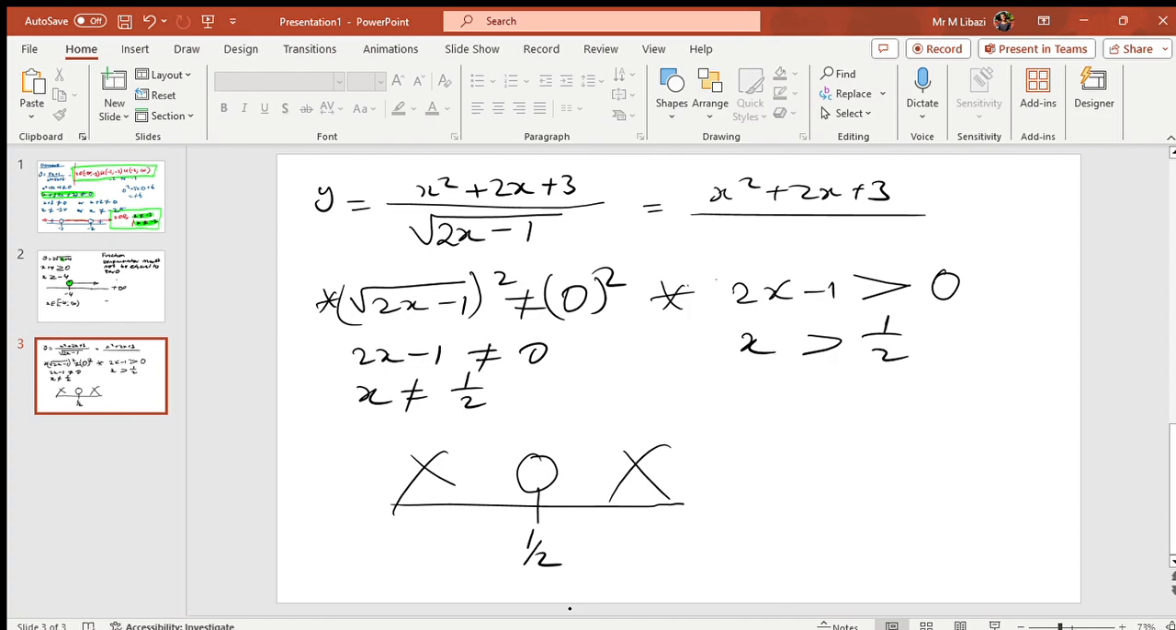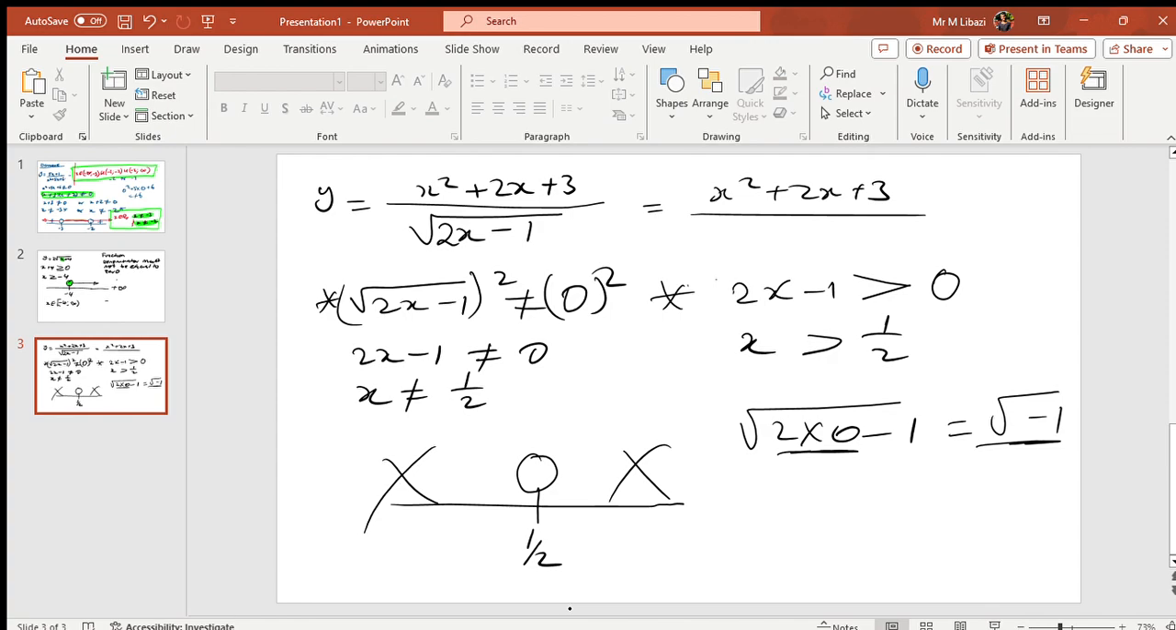Let's start by substituting a number that is below 1 over 2. What is the number? It could be 0. So we could substitute 0 there. That means we're going to have the square root of 2 times 0 minus 1, which will actually be the square root of -1. Can you see that? Because 2 times 0 is 0, and 0 minus 1 gives us -1. And then a negative number under the square root is not allowed. That means we don't have to include this side.